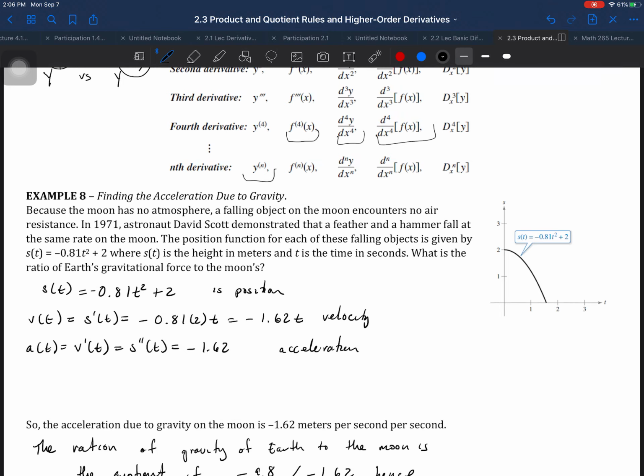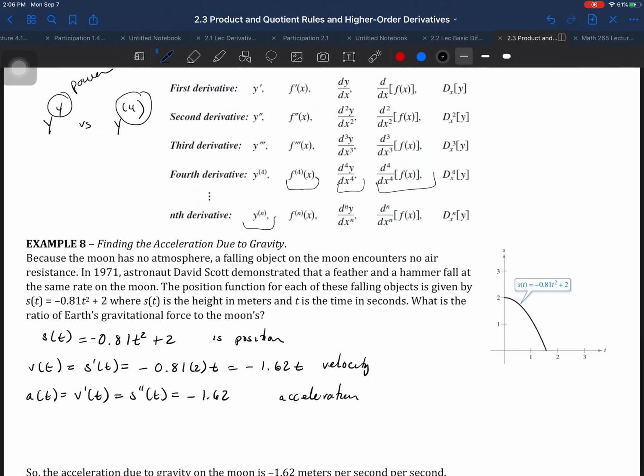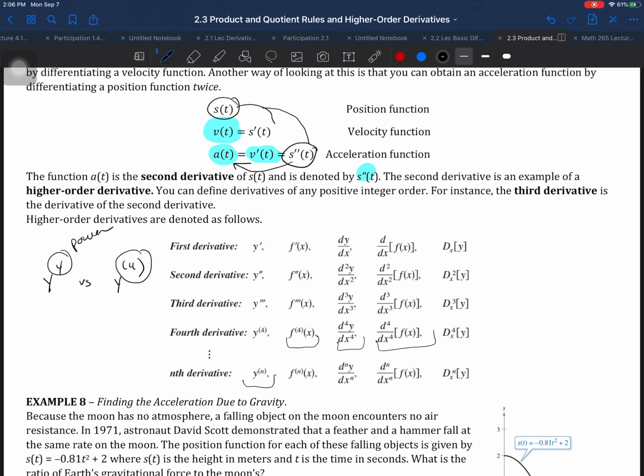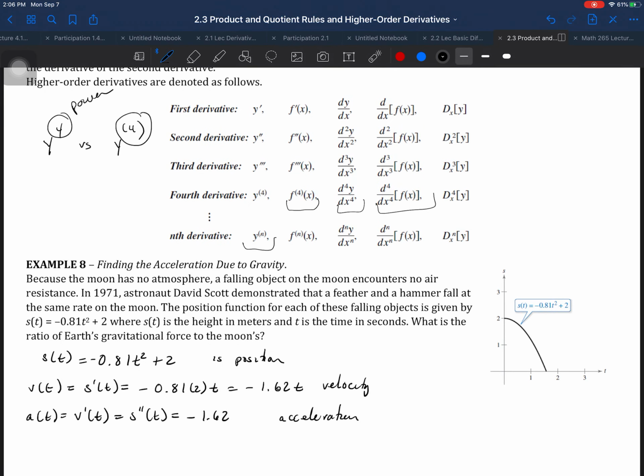Since we're given the position function for the moon, why don't we find the acceleration, which happens to be the gravity, of the position? So take the derivative of the derivative, and that will give us acceleration, which in this case represents the gravity of the moon. And that's what we did, right? We have the position function, and then we took the derivative.